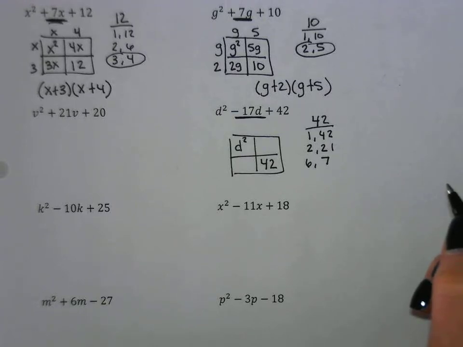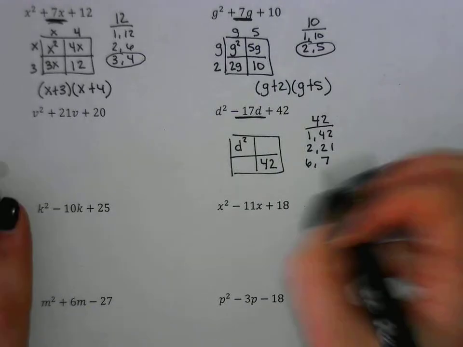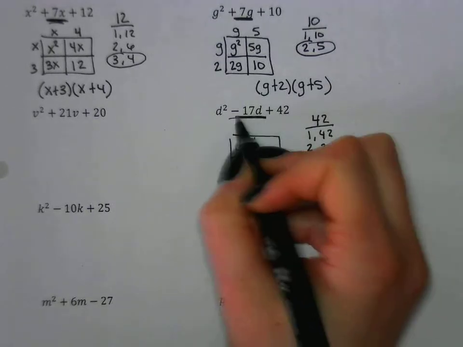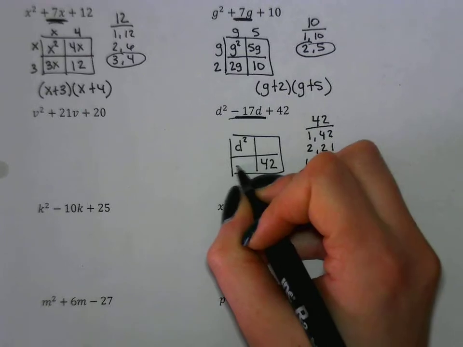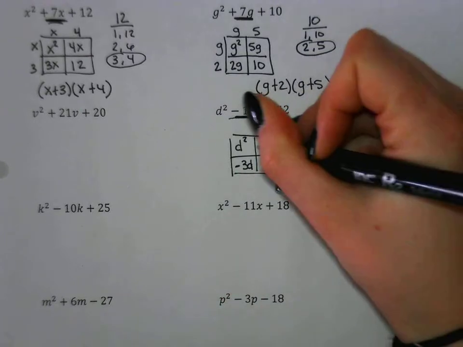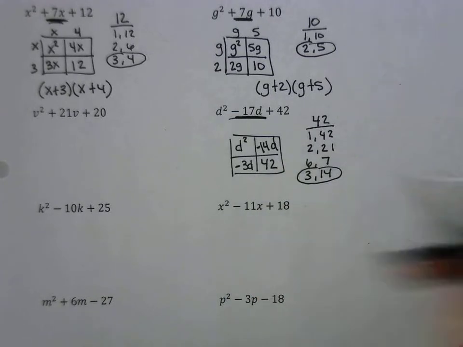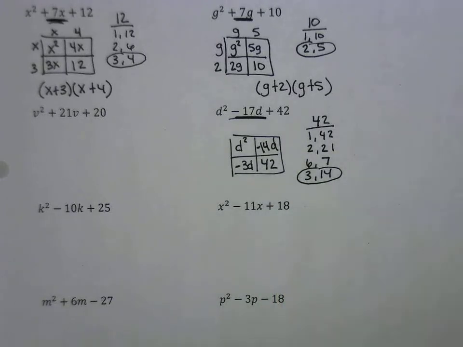Am I missing one? Hold on. Oh, sorry. 3 and 14. I did miss 3. So to combine together to be a negative 17, we can take 3 and 14. If we have a negative 3d and negative 14d, negative 3d plus a negative 14d combines together to be negative 17d. And then when we multiply two negatives, they still end up to be our positive.